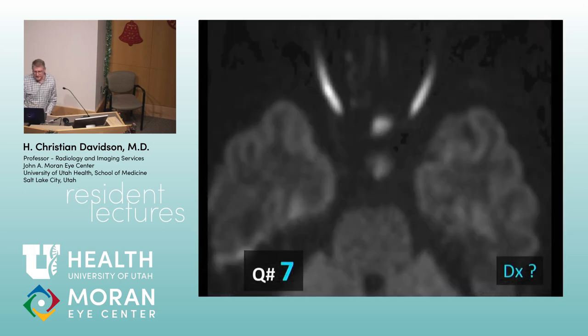Okay, this is an example. This is a very tragic case. This is a younger middle-aged male who underwent an extensive skull-based surgery for a neurosurgical problem. I think it was a massive meningioma at the skull base. Woke up totally blind bilaterally. This is an axial diffusion sequence. So what's the diagnosis here?